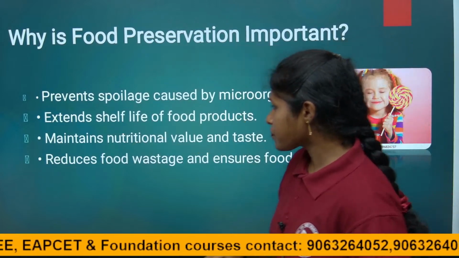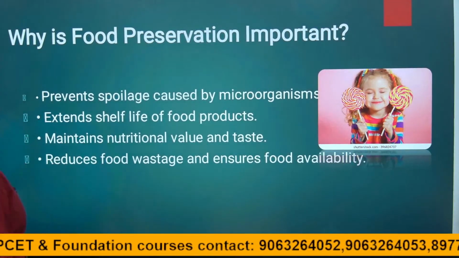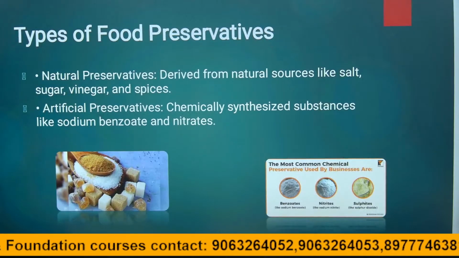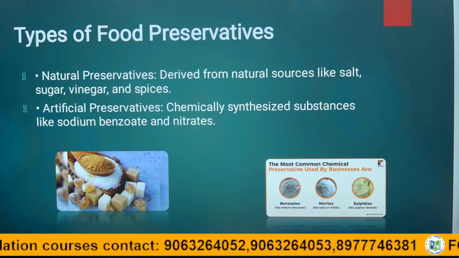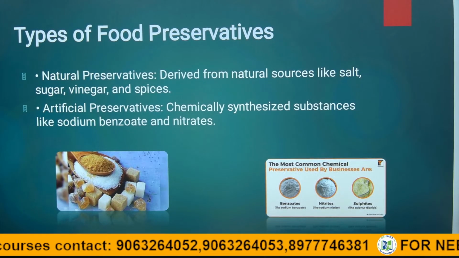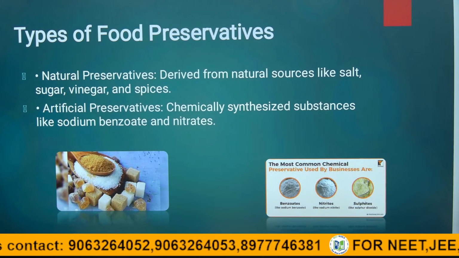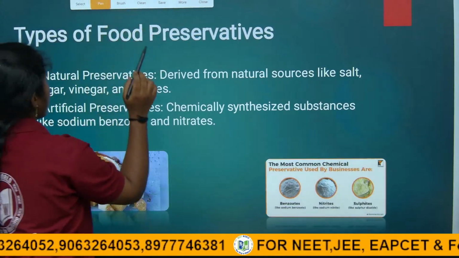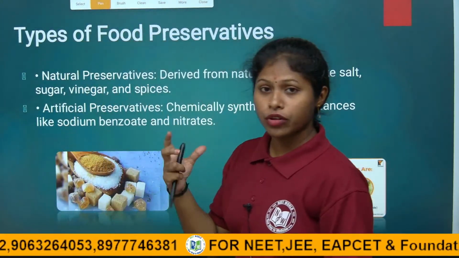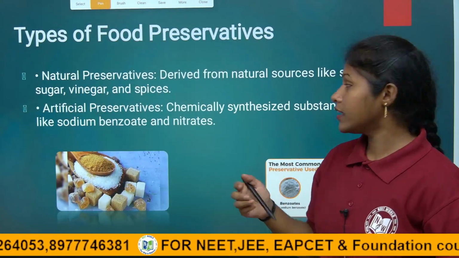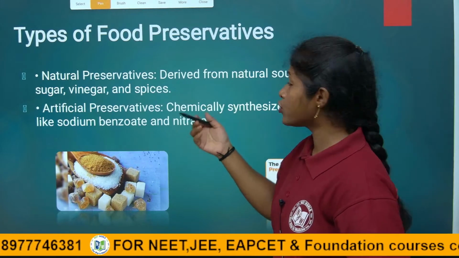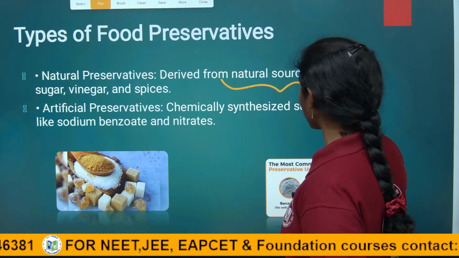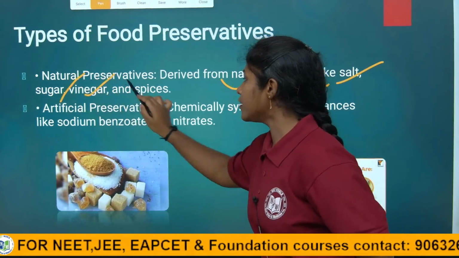So see here, the types of methods we will study. What are the types? There are two methods: one is natural methods and another is artificial preservatives. In the natural preservatives, what are we going to use? Whatever is mainly used by your grandmothers and parents. Your mother also mainly used natural sources like salt, sugar, vinegar and spices.